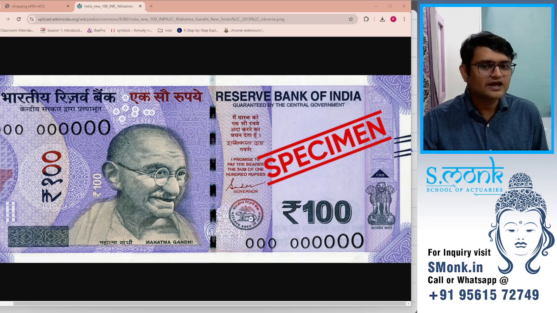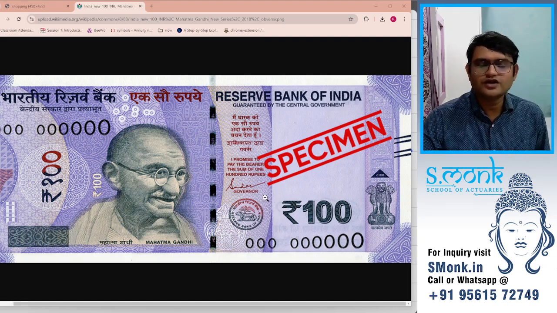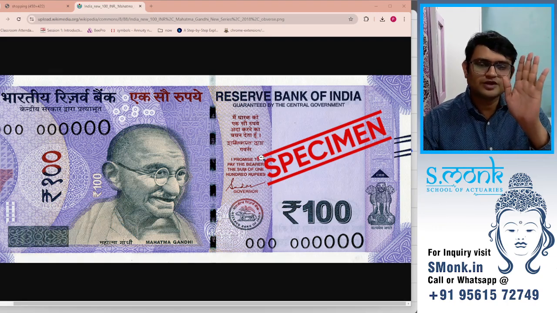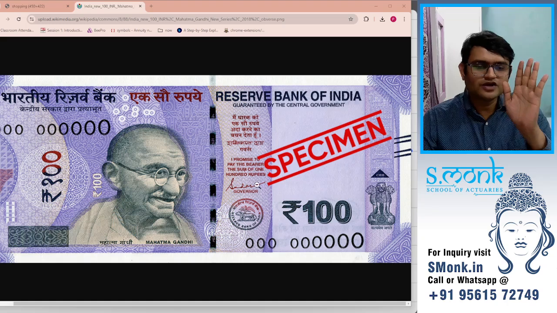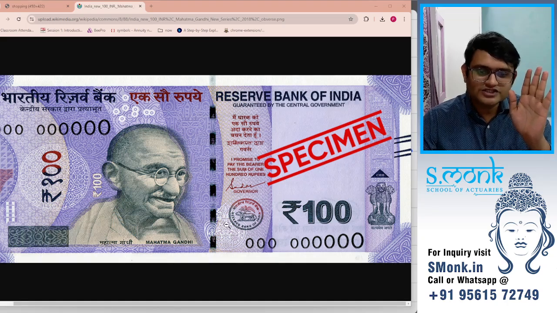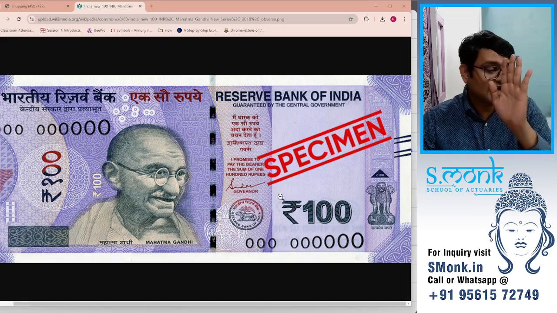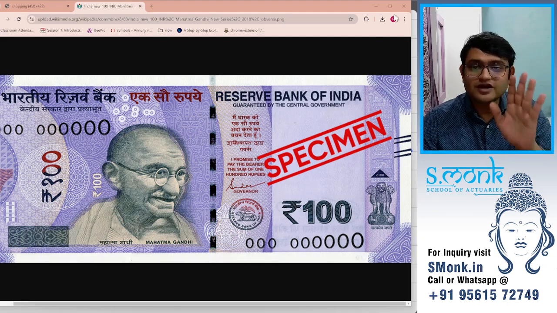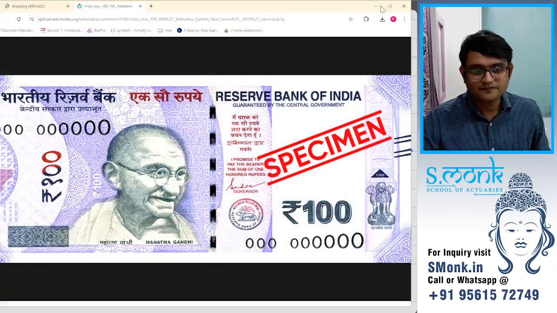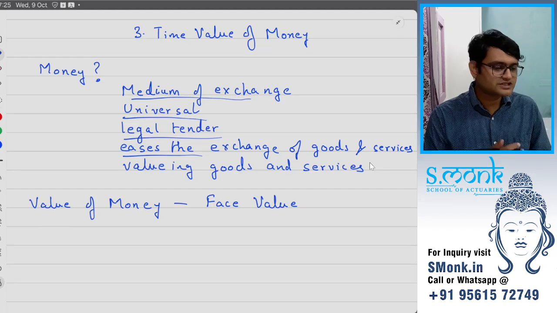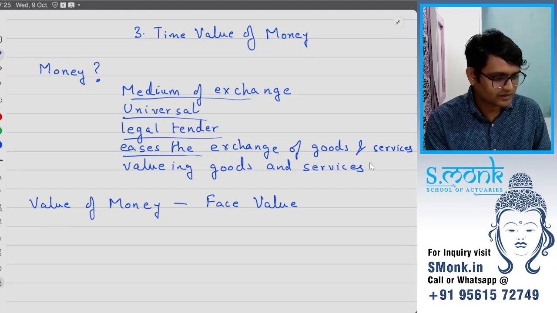So imagine that if I go to the governor, and he writes on a piece of paper the same thing, I promise to pay the bearer the sum of 100 rupees, signs it, puts a seal of RBI, then it will actually be worth the same 100 rupees that is this. So can you tell me what this 100 rupees is? What is money then?